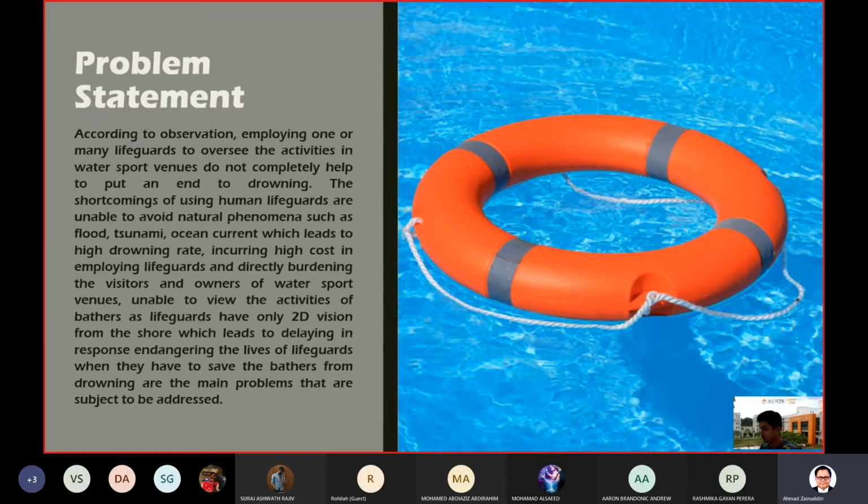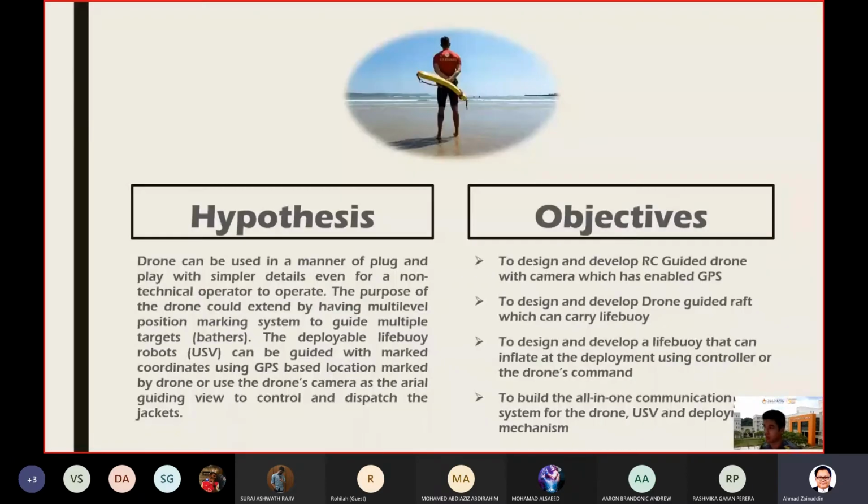So with the sunset or sunrise, it makes it really hard to locate offshore bathers, whether they are in distress or in need of help. So those are the problem statements that I'm trying to overcome.